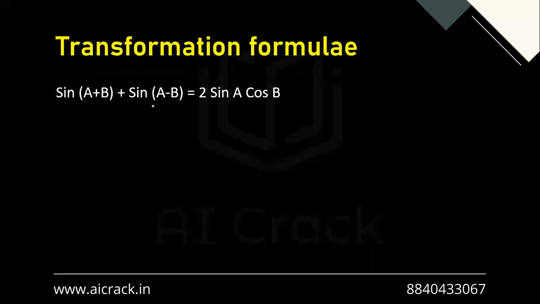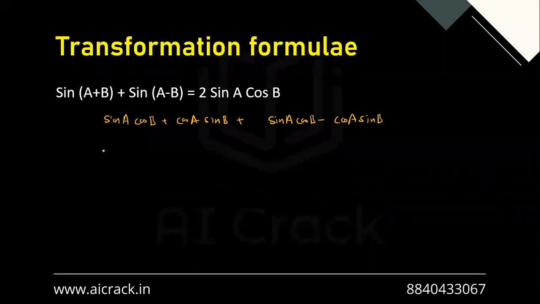So let's look at this one first. The derivation is very easy. You'll have to just expand it. Sine of a plus b is nothing but sine a cos b plus cos a sine b. And similarly, sine of a minus b is sine a cos b minus cos a sine b. Now, when you add both of these, this gets cancelled out. So we get 2 sine a cos b.